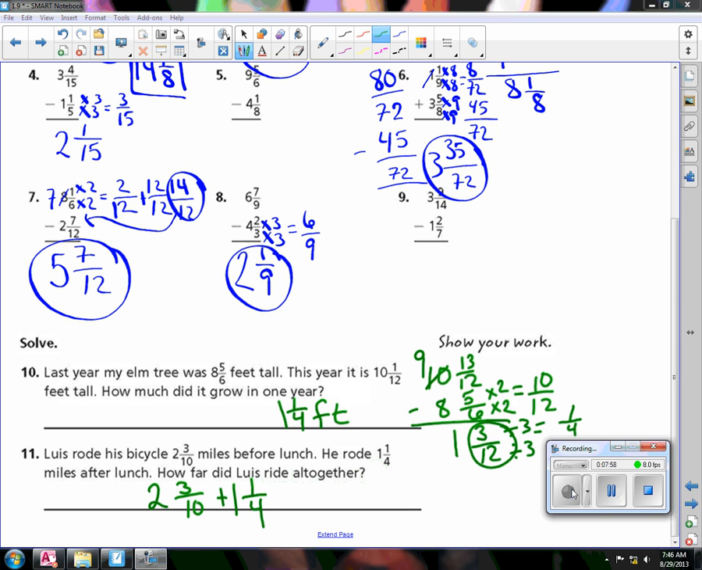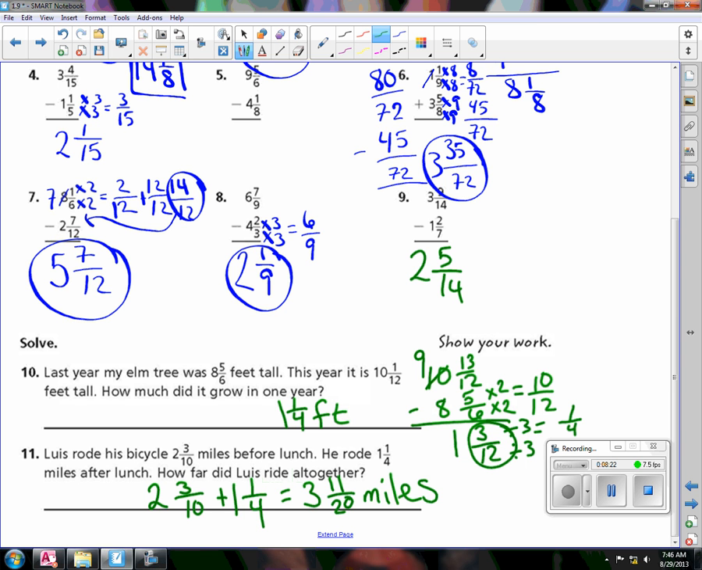Okay, welcome back. Lewis rode, you should have found that 20 was your common denominator, so he rode 3 11/20 miles. Okay, so finding that common denominator, super duper important. If we look back at number 9, when you guys paused the video and did that, you should have gotten 2 5/14.